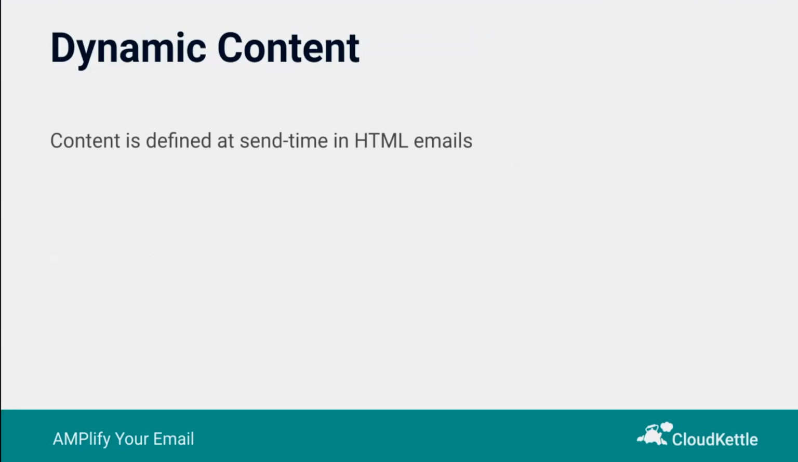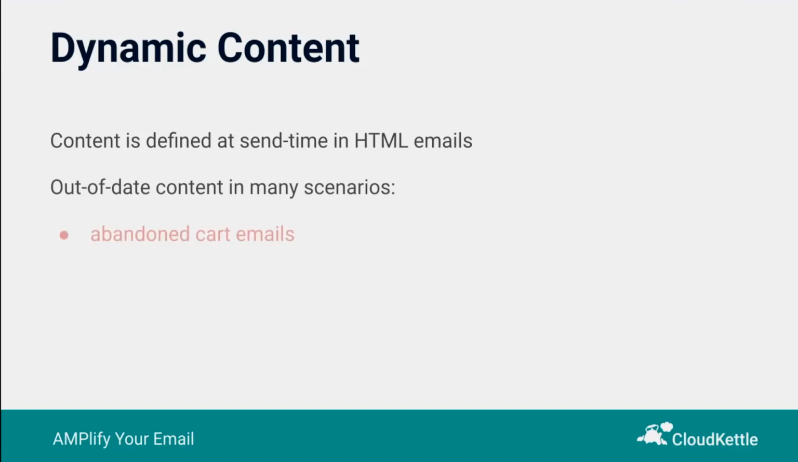Firstly, dynamic content. In regular HTML emails, content is defined at send time. So while there are techniques to retrieve images dynamically, where a server will programmatically return an image when it's requested, some email clients cache images, and images won't change each time the email is opened. Furthermore, this approach is only applicable to image-based content, as text-based content can't be changed after the email has been sent.